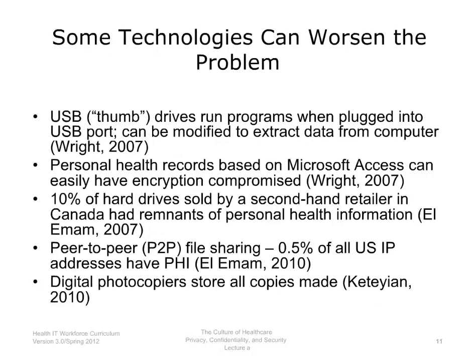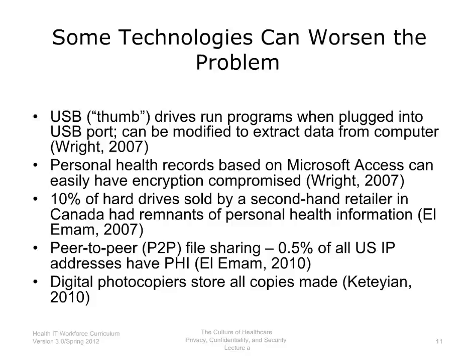And of course, technology itself can worsen the problem. A widely cited study by Wright looked at the USB drives commonly plugged into computers, sometimes called thumb drives. These drives run a program that enables their use when they are plugged in, and that program can be modified to extract data from the computer. So if that computer has personal health information on it, the thumb drive can basically copy it off the computer.